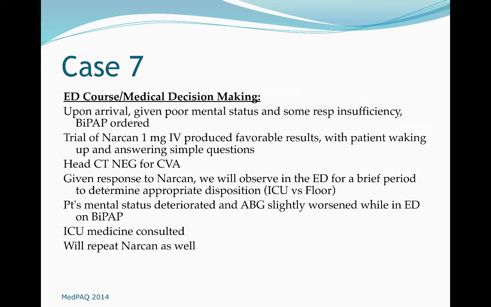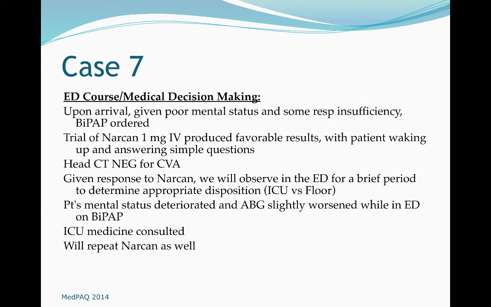This is from a real chart, and this is the ED course of medical decision making on a patient. It says, upon arrival, poor mental status, some respiratory insufficiency, BiPAP was ordered, Narcan was given, patient woke up a little bit, they did a head CT, they were going to observe in the ED for a brief period of time, and then their mental status deteriorated again. They got an ABG, it was worse. So they consulted ICU medicine and they repeated Narcan. So a lot of things happen with this particular patient in the ER.